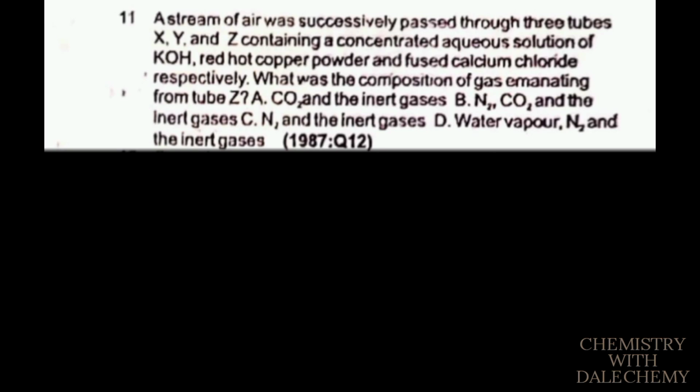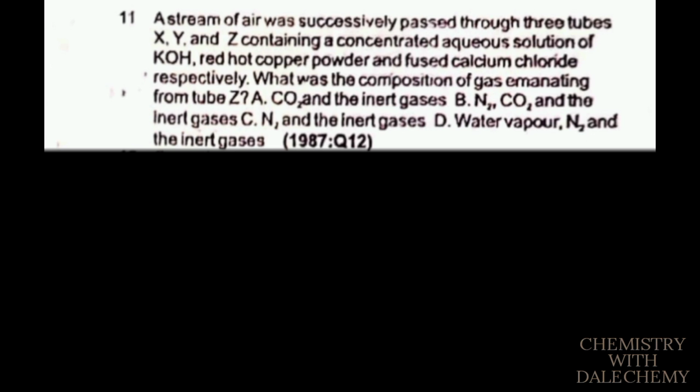A stream of air was successively passed through three tubes X, Y, and Z containing a concentrated aqueous solution of potassium hydroxide, red hot copper powder, and fused calcium chloride respectively. So this means that X contains a concentrated aqueous solution of potassium hydroxide, Y contains red hot copper, and Z contains calcium chloride. So what was the component of gas emanating from the tube Z? After the air is passed through all these three tubes, what will be the component emanating from the last tube?